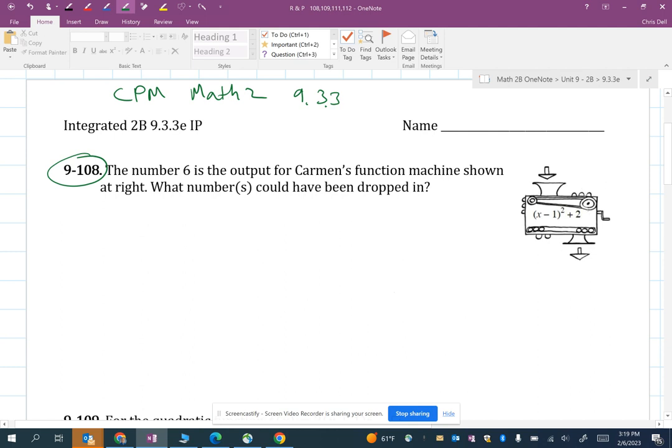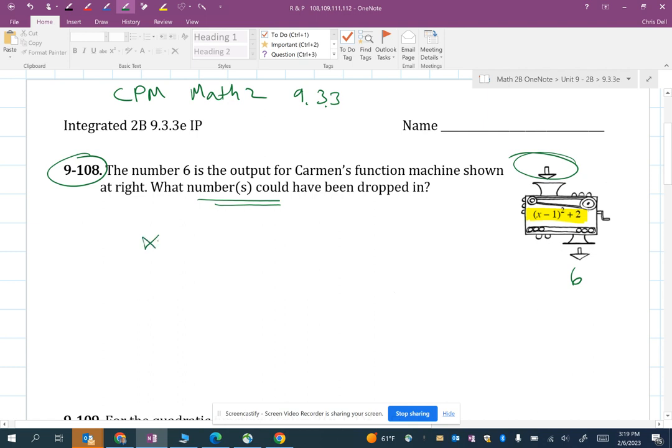So here we have this function machine. Our function is the quantity x minus 1 all squared plus 6. It says the output is 6, and it wants to know what the input is. So it wants to know what numbers could have been put in as the input, right?